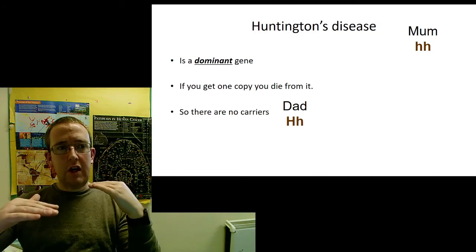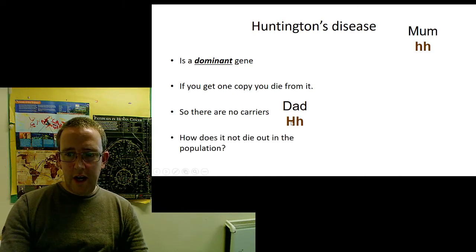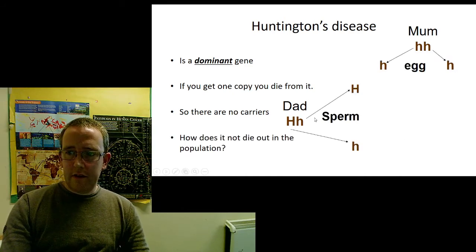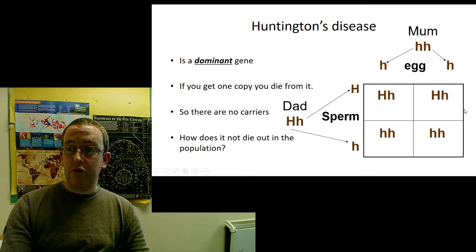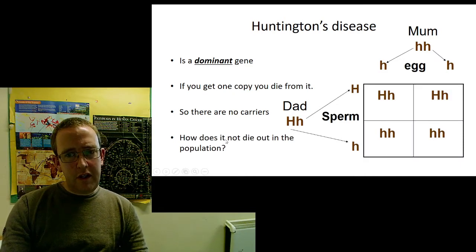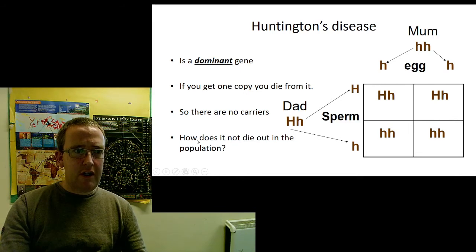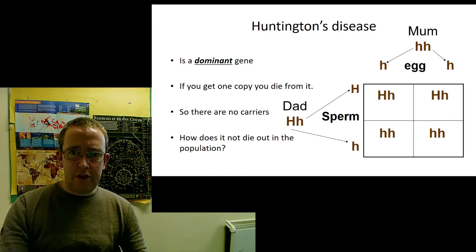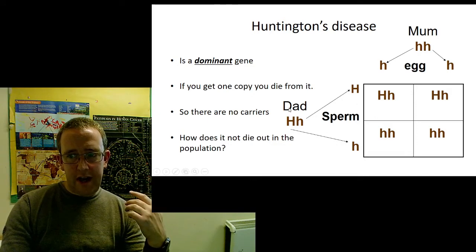It's a dominant gene. So Dad here has got his Huntington's here, and in the same way as polydactyl, it would be a 50-50 as to whether the children got it. Now, you might have spotted this question the minute I said if you get 1 copy, you die from it. If the disease is this destructive, 1 dominant allele of this gene and it kills you, how does it not die out in the population? How does Dad get to pass this gene on in the first place?